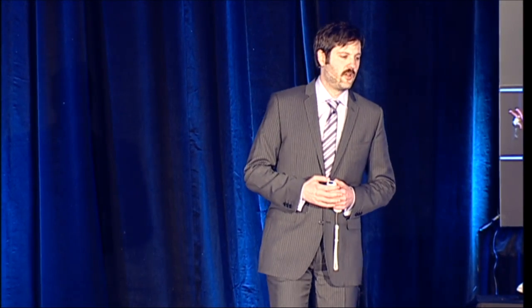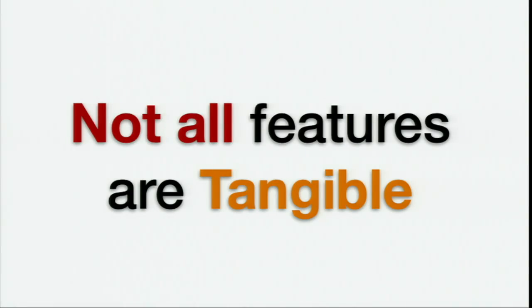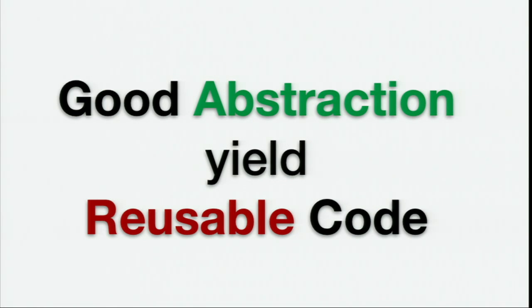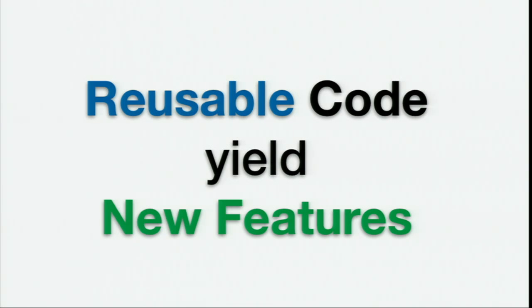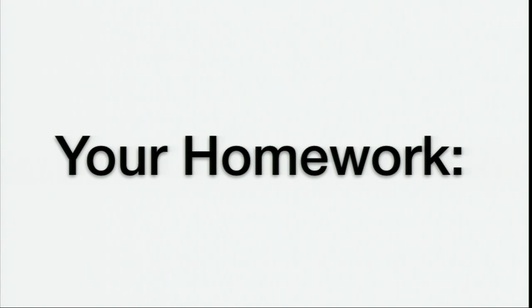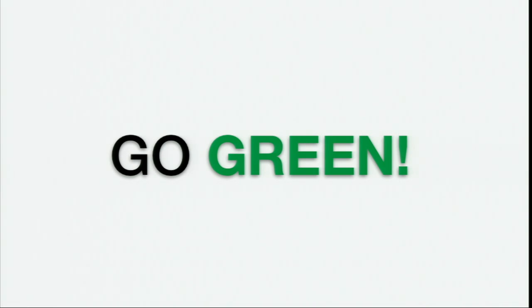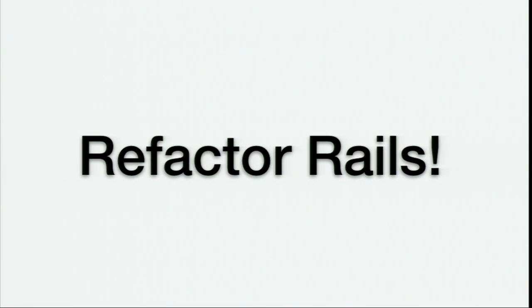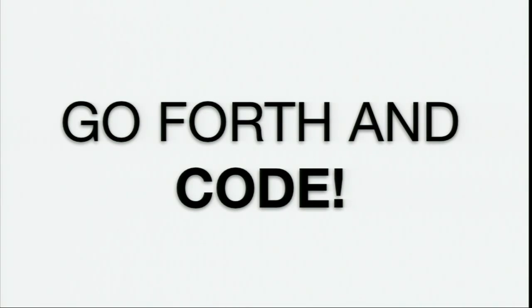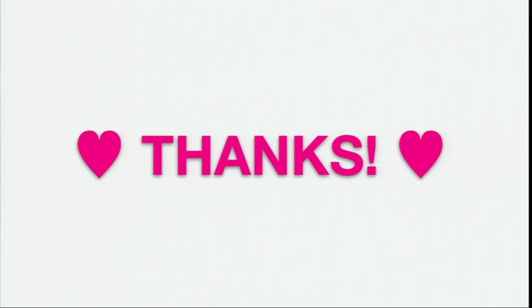The last things I want to say are not all features are tangible. Speed, memory, I/O. Good abstraction yields reusable code. Reusable code yields new features. So your homework from now for the rest of your life: go green, write reusable code, refactor Rails, and go forth and code. Thank you.